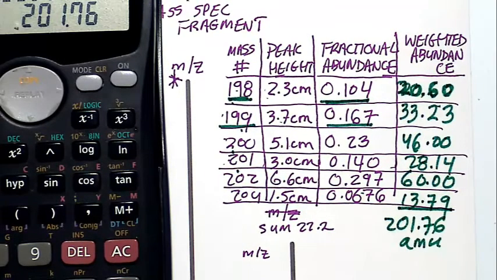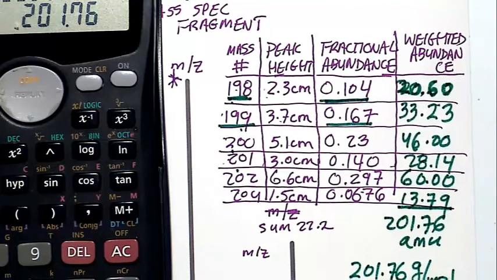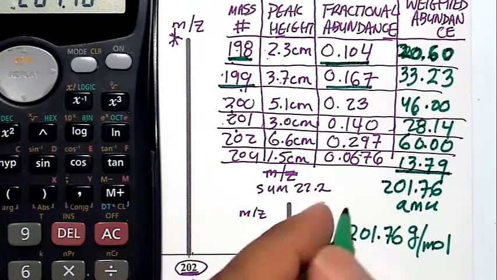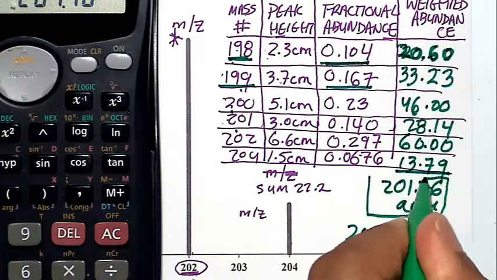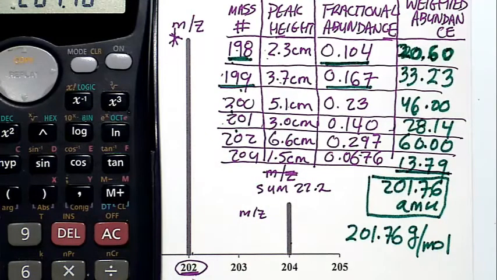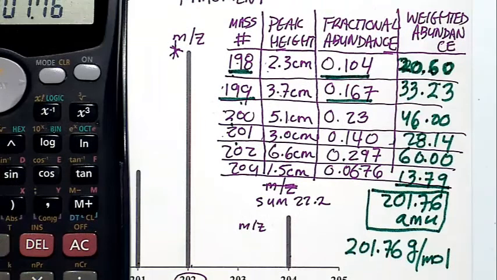AMU stands for atomic mass units. Some people also, if we study the mole, can also say it's 201.76 grams per mole as well. But we'll stick to this definition with regards to mass spec, because we're not really talking about the mole here. We're talking about isotopes, and the isotopes have to do with the atoms of mercury rather than the amount of mercury. So 201.76 is the atomic mass unit, the average weight of mercury.